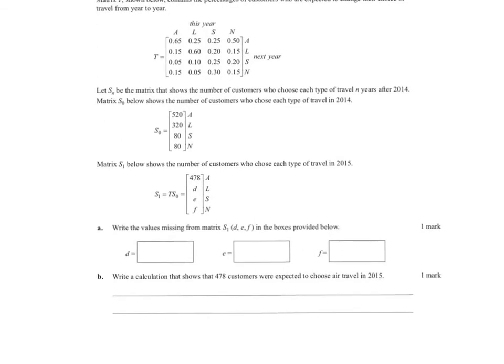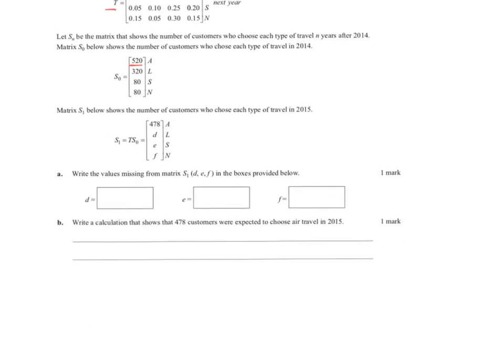When it's got the actual question, don't skim read that, but this stuff at the start. Let SM be the matrix that shows the number of customers who choose each type of travel N years after 2014. We've got the initial state matrix, which shows the number of customers who chose each type of travel in 2014. We can see that 520 customers chose to travel by air. And in this transition matrix, we can see if a customer chooses one type of travel, what they're going to choose the next year.